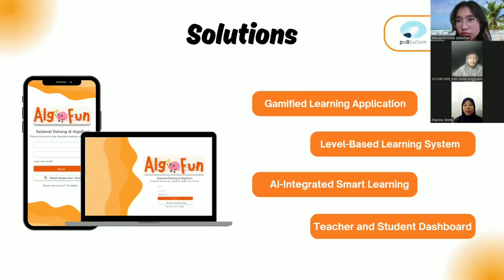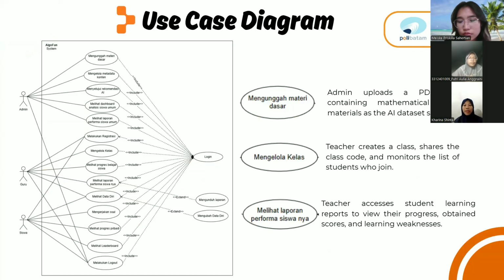Based on the problems we discussed before, we designed and built a solution called AlgoFun. AlgoFun combines fun learning, adaptive technology, and smart analytics to create a more effective and enjoyable way to learn logic mathematics. To understand how the system works in a real situation, let's look at the use case diagram. It shows the main interaction between students, teachers, and admin.